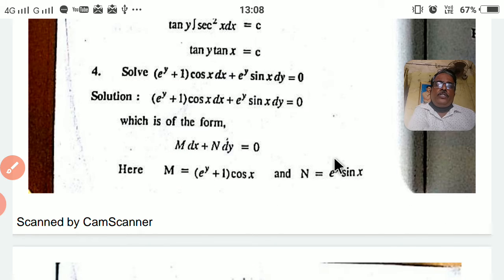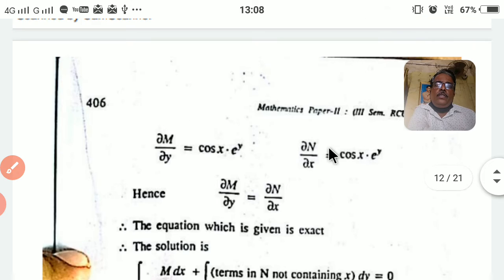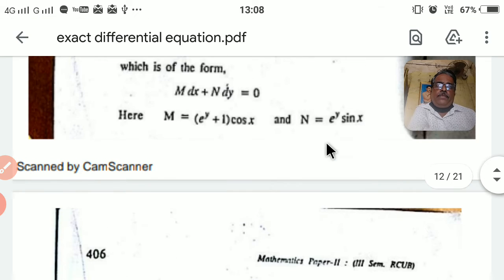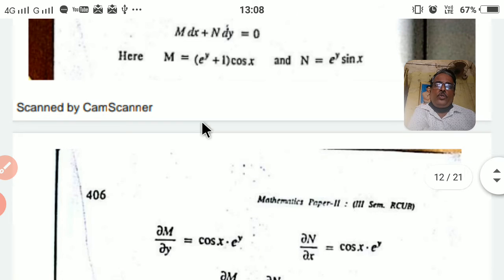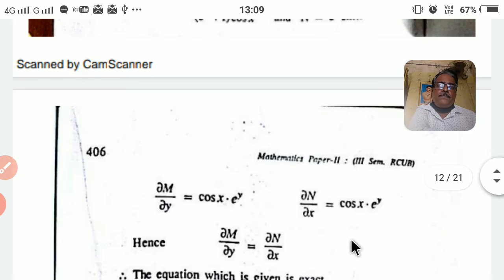Okay, so now differentiating with respect to y, ∂M/∂y is equal to e^y cos x, since cos x is constant; the differentiation of e^(y+1) is e^y. Next, differentiate N with respect to x, ∂N/∂x, which is e^y constant, sin x differentiated gives cos x.